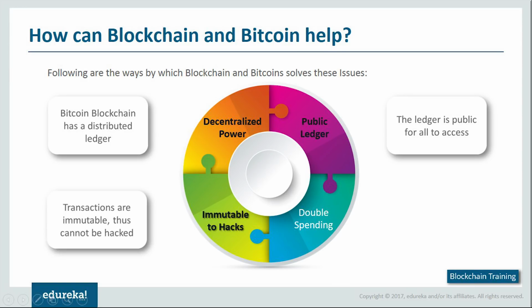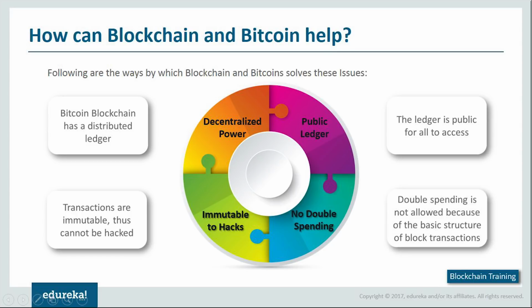Then comes the issue of being prone to hacks. The blockchain system is completely immutable to hacks, and no one to date has been able to modify or hack the system as such. Now, you might have heard about certain organizations associated with Bitcoin and blockchain getting hacked, but the core technology of blockchain has never been hacked as such. It's only the applications built on the blockchain or the Bitcoin system that get hacked.